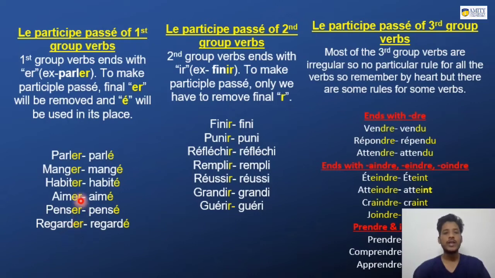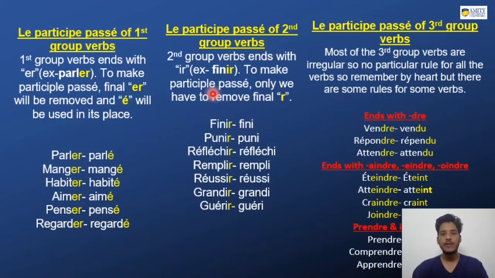So this is the way to make the participe passé of er-ending, or first group, verbs. How to make the participe passé of first group verbs? You have to remove er, and instead use é. I think it's clear. So what about the second group? How to understand the verb is from the second group? The verb that ends with ir is from the second group.